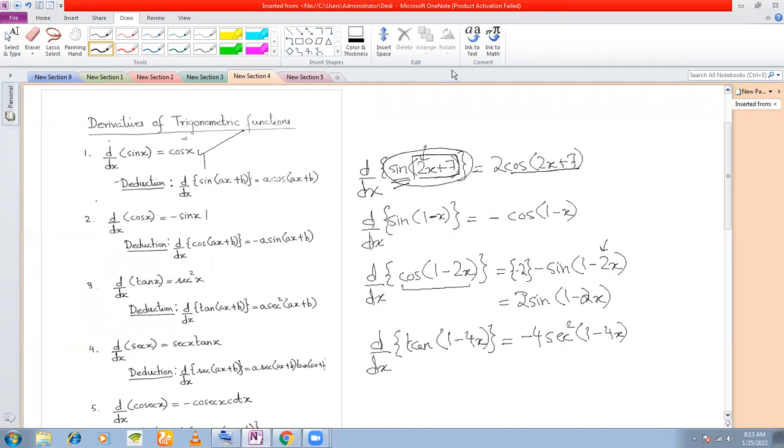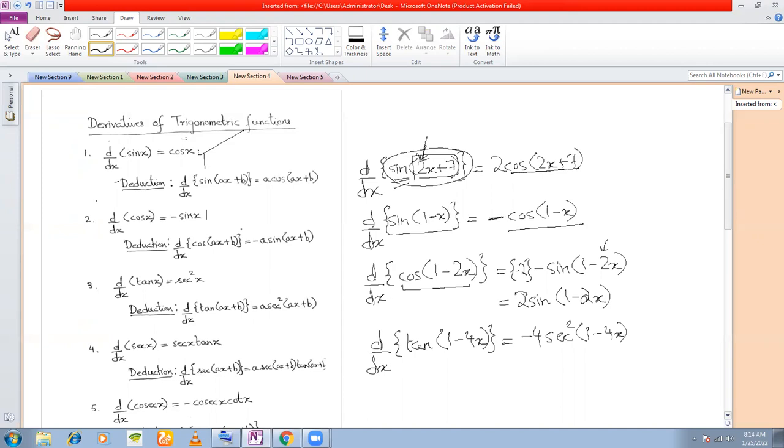And then, after writing the differentiation of sine as cos, you now need to multiply cos by the coefficient of x, which is 2, right? Similarly, here, the differentiation of sin(1 - x) is cos(1 - x), because the differentiation of sin x is cos x, and you need to multiply this by the coefficient of x, which is minus 1. So we are getting here minus cos(1 - x), right?